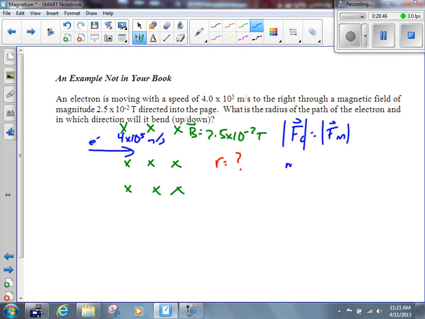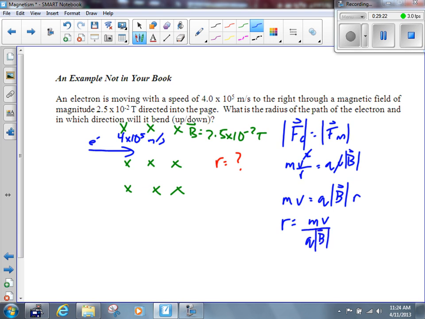Fc equals Fm. mv squared over r equals QVB. Let's rearrange this to solve for r. Notice we can actually cancel out one of the v's because we have v squared on one side, v on the other. Let's cancel out one of the v's. Now let's take the r up by multiplying. It becomes mv equals qB times r. Now let's take the qB down by dividing. It becomes mv over qB. Once we have that equation, it's pretty straightforward, right? Just plug our numbers in. We have m, we have v, we have q, we have B. So this seems to work for us.